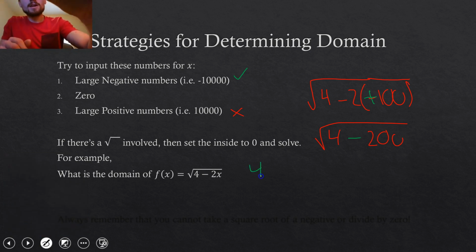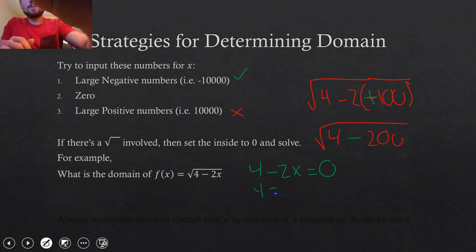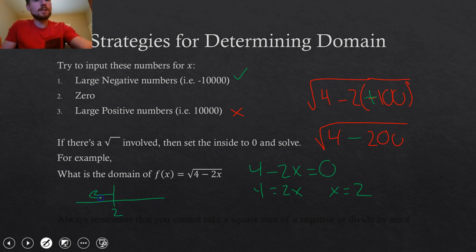Okay, so 4 take away 2x. If I set that equal to 0 and then solve this, I'm going to get 4 equals 2x. So that says x is equal to 2. Divide both sides by 2. Now we have to decide, do I want numbers that are less than 2 or more than 2? Do I want the left side of the number line? Here's 2. Do I want to go this direction or do I want to go that direction? So which way are we going?